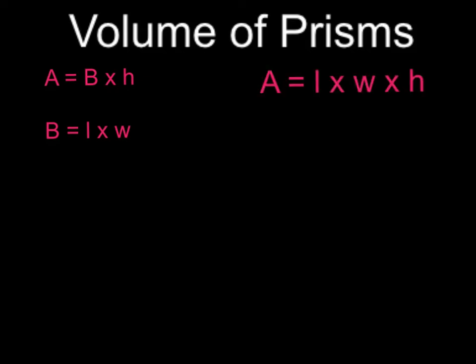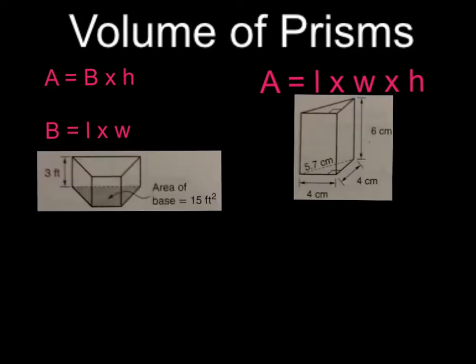Now let's talk about how to find the volume of prisms. The formula that we're going to use today is V equals capital B times H. Capital B stands for the area of the base. If you remember yesterday, we talked about finding the area of the base by multiplying length times width. Another way to write this formula is this: volume equals length times width times height. Both of these formulas mean the same thing.